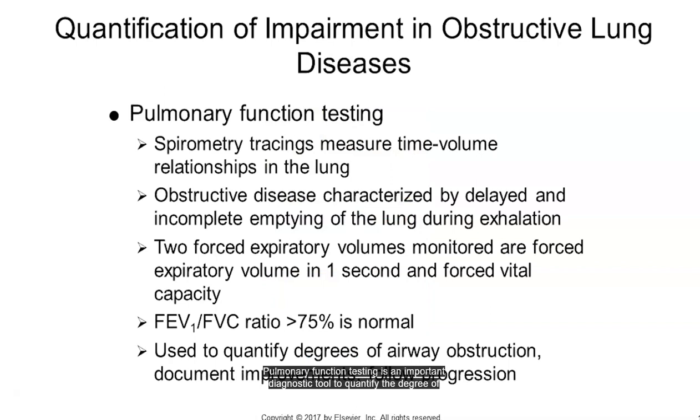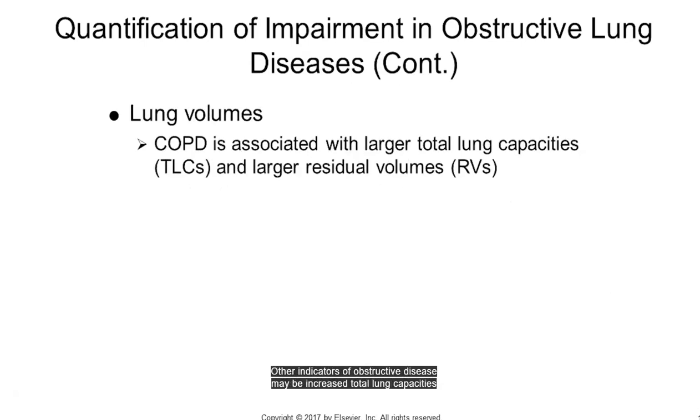Pulmonary function testing is an important diagnostic tool to quantify the degree of airway obstruction, document improvements in lung function after the administration of medications, and to follow the progression or worsening of obstructive lung disease. The 2 most important measurements in spirometry and OLD are FEV1 and FVC and their ratio. If FEV1 to FVC is greater than 75% of predicted, it is considered normal. With OLDs, this ratio will decrease as severity of lung obstruction increases. Other indicators of obstructive disease may be increased total lung capacities, TLCs, and increased residual volumes and functional residual capacities.